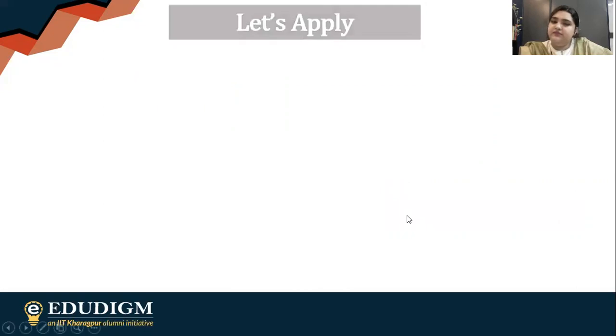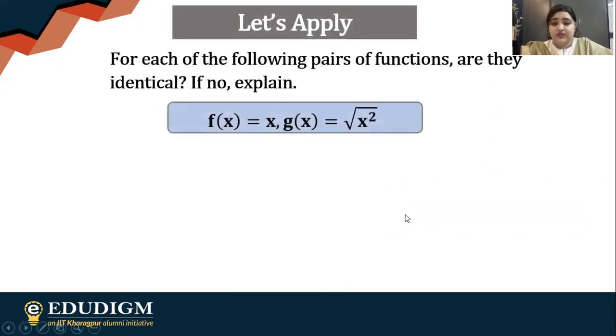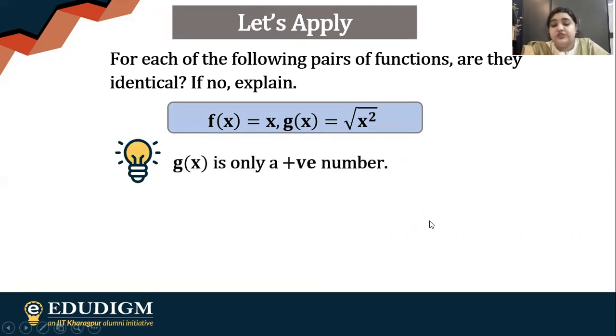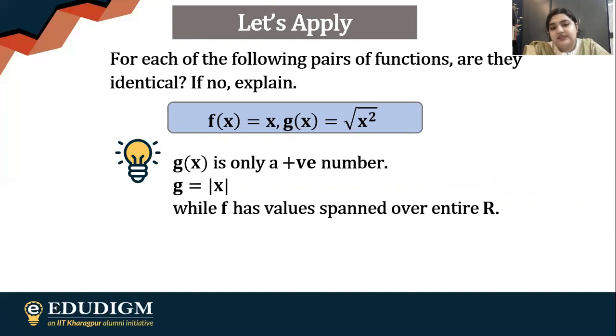Let's take some examples then, starting with the most basic one. You have to explain whether they are actually equal or identical or not. If you have to say that they're identical, you have to check all the properties. If not, what's the reason? If you just look at g(x), this is root over x square. So this only gives you non-negative output. So this is basically mod x. If you look at f(x) equals x, which is the first function, this is the identity function, which is entirely spanned over R. So somewhere down the line, you have a clue that maybe they are not identical.